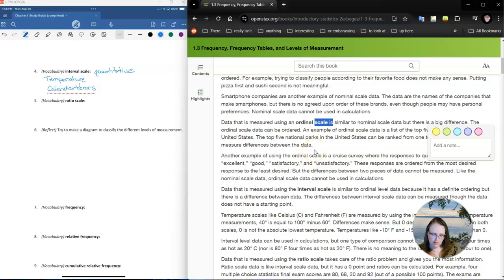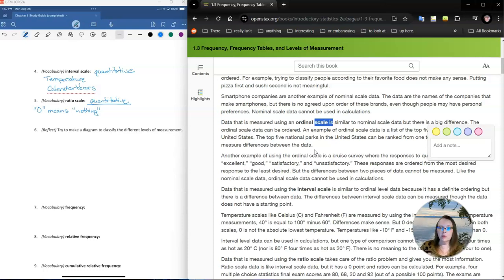Ratio scale is also quantitative. So it looks at numbers that can be measured. Quantitative, and for something to be a ratio scale, and almost everything is, 0 means literally nothing. So if I am measuring speed and I say I'm going 0 miles per hour, that is the absence of speed. If I'm measuring height and something is 0 inches tall, that's the absence of height.